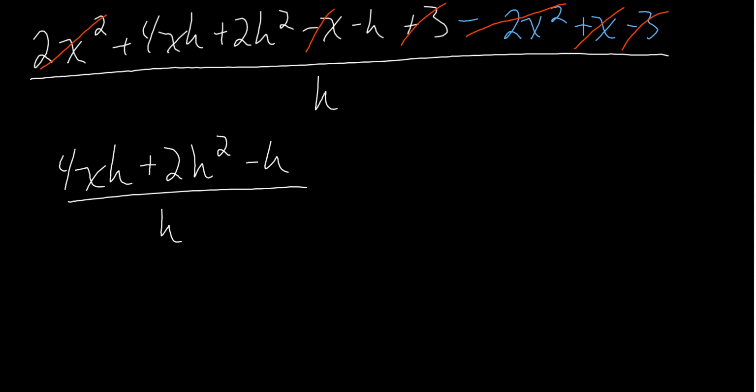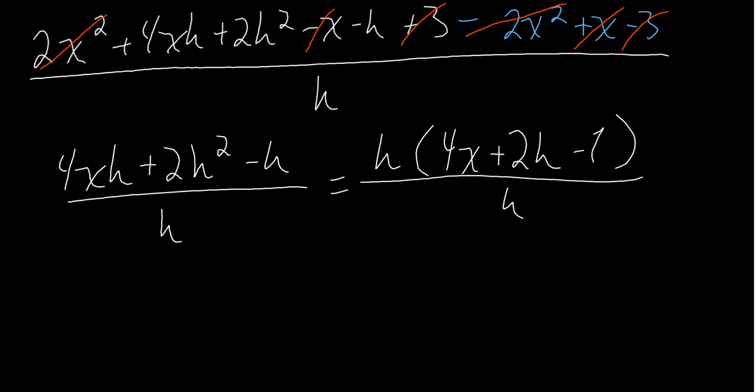Well, I can factor an h out of the numerator, so I'll have 4x plus 2h minus 1, and that's all over h. Then I can cancel my h here, and so my solution is just going to be 4x plus 2h minus 1. And that's the difference quotient.